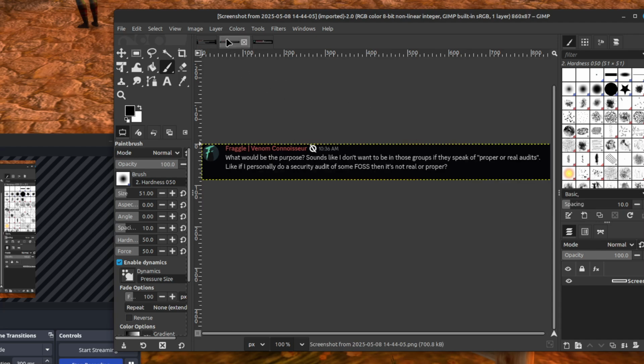So I mentioned to him, because he obviously didn't get my joke, I said, if you're in any security communities, they would know what a security audit is. And he said, I don't know if I want to be in these groups if they speak of proper or real audits. Like if I personally do a security audit on some FOSS, then it's not real or proper.